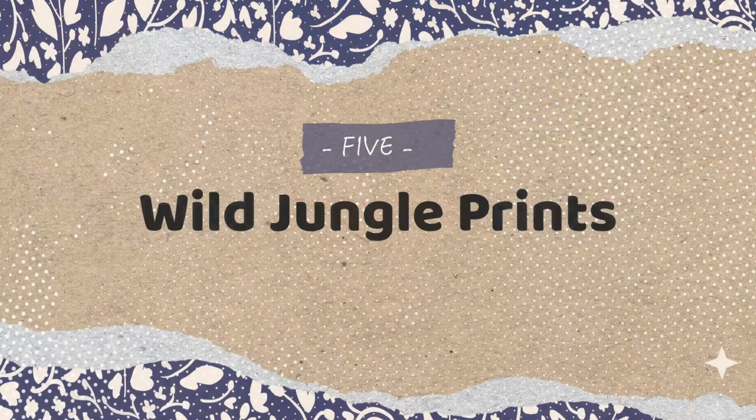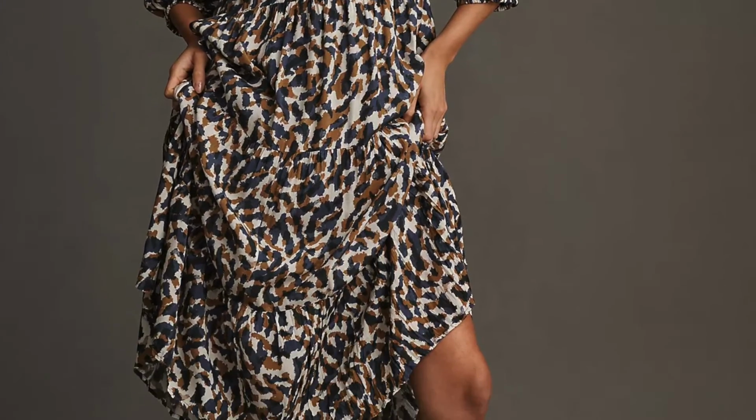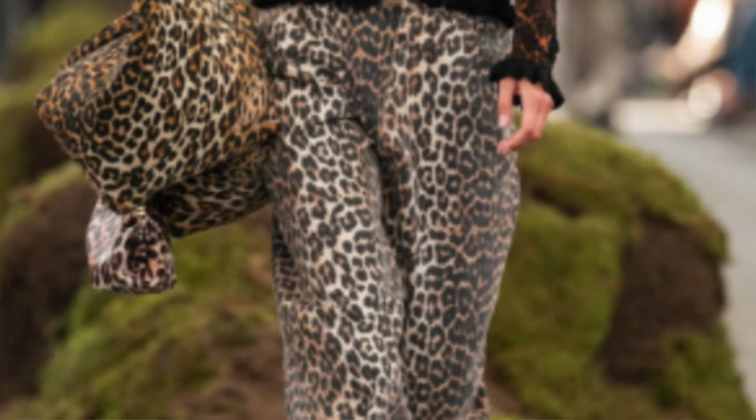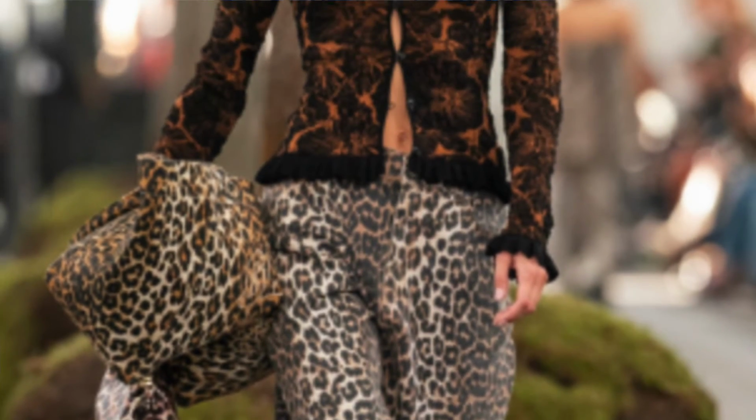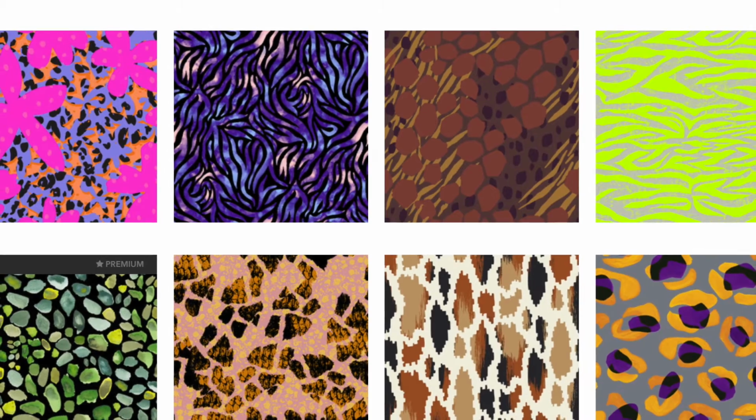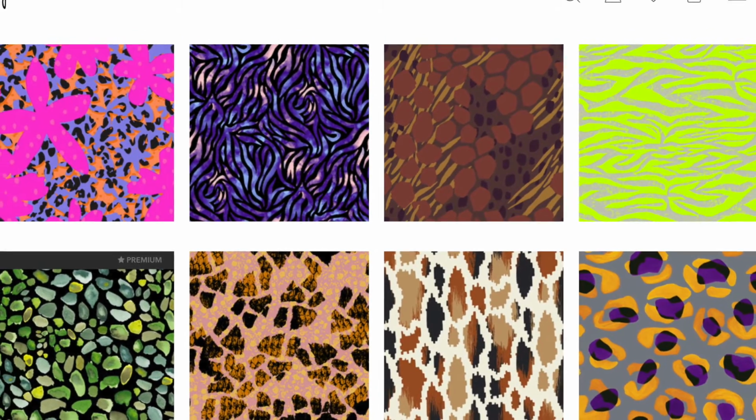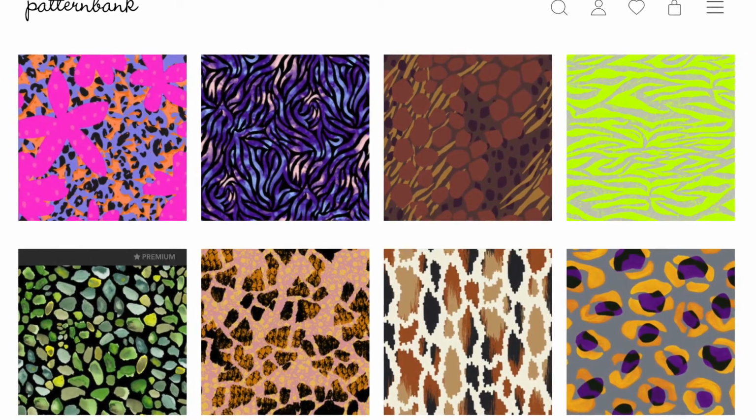The next trend I want to highlight is jungle wild prints. Animal prints are often a mainstay, but this year the twist is in the color. The unexpected color harmonies that steal the spotlight include things like subdued colors and organic tones, as well as daring hues like lime or playful pinks.